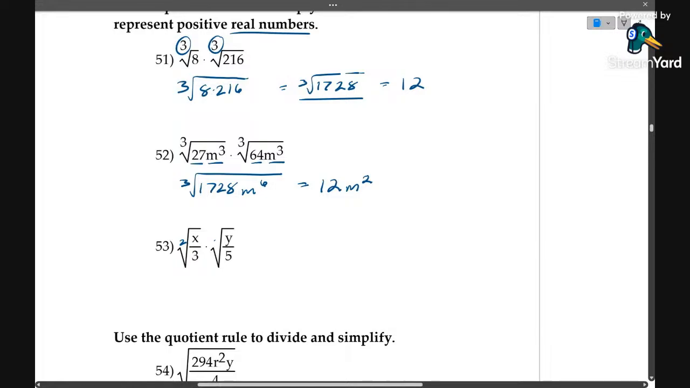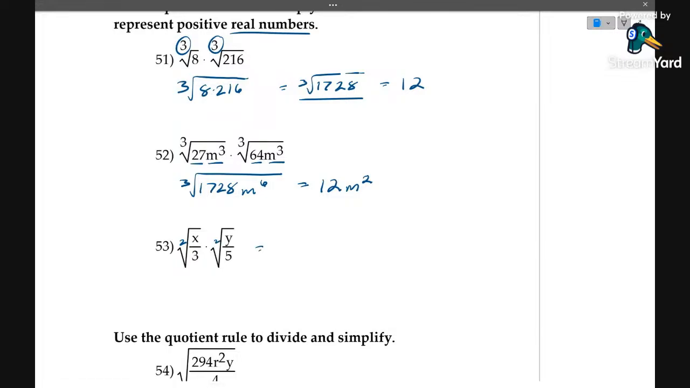The index here is 2. It's the square root, so we can go ahead and multiply these together. So this is the square root of x to the third times y to the fifth, numerator times numerator, and denominator times denominator. We have the square root of xy over 15. We don't have any perfect squares, so we can't simplify that any further. So that is as far as that goes.